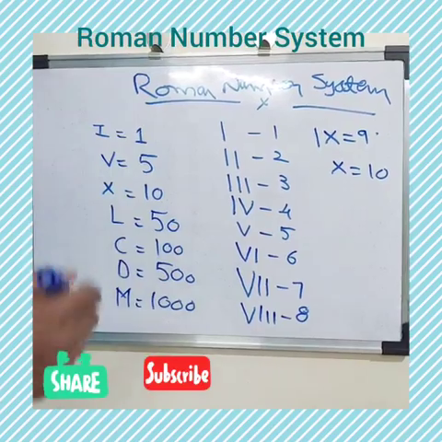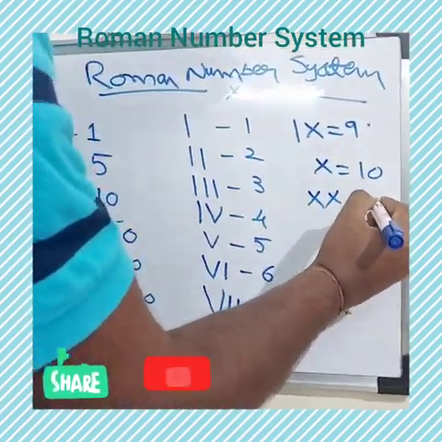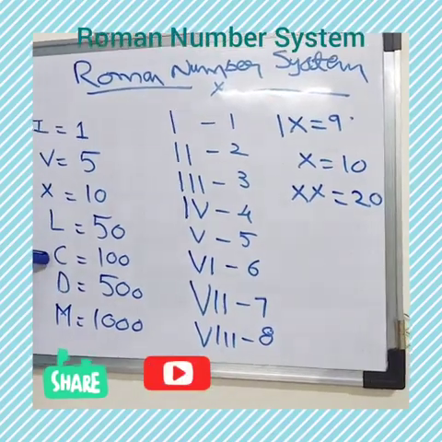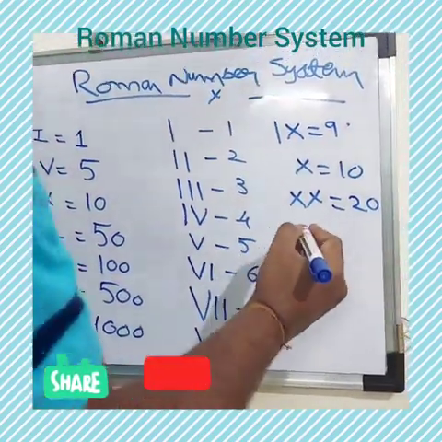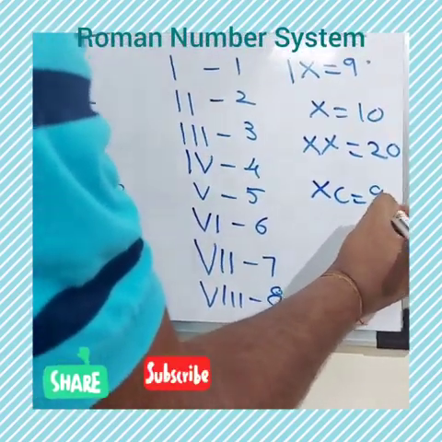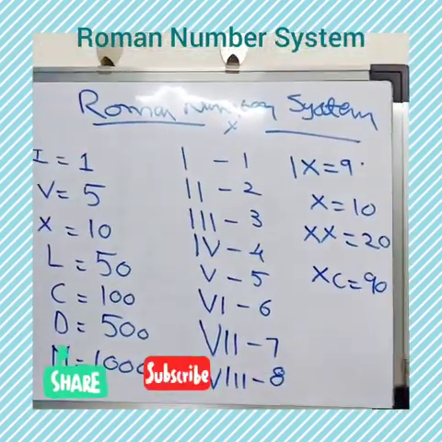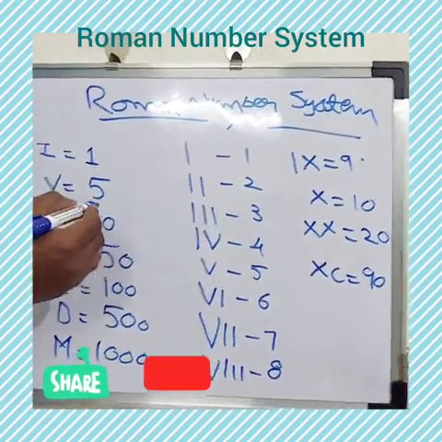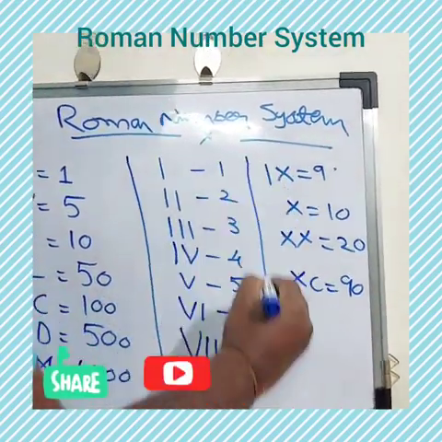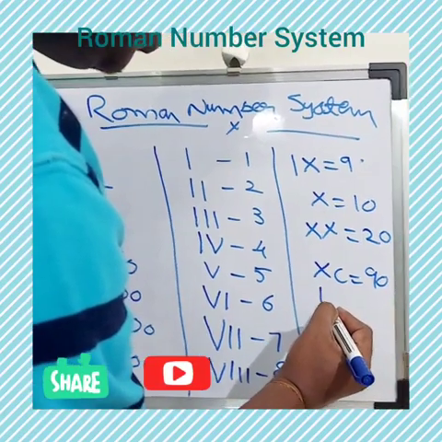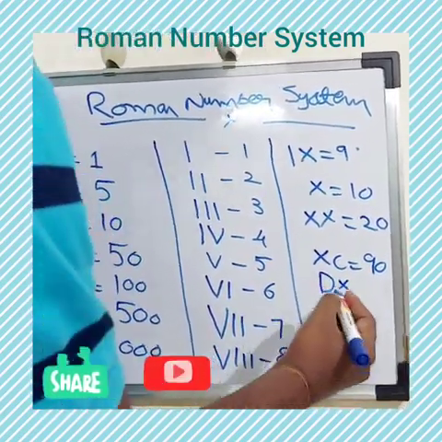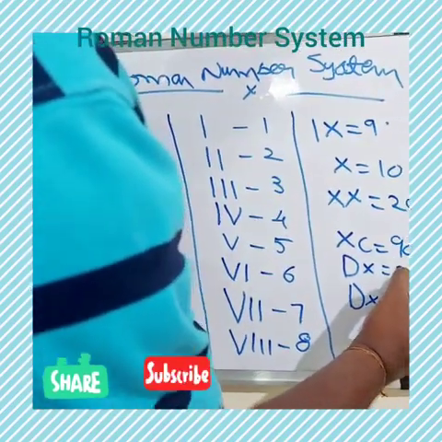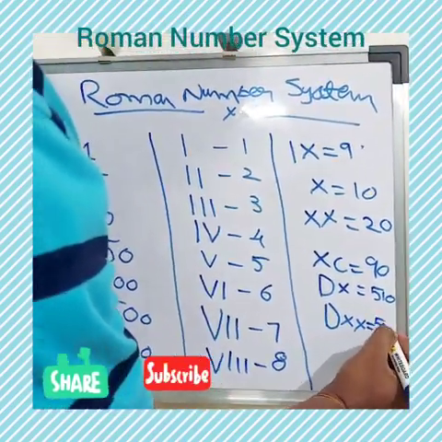Suppose you want to write 20, that should be XX. Suppose you want to write 90, 90 is 10 less than 100, so it should be XC. We will see some more numbers. We already know D is 500. Suppose you want to write 510, that is DX. Suppose you want to write 520, that is DXX.